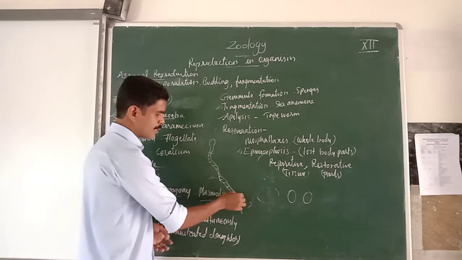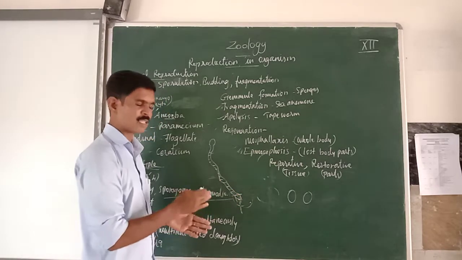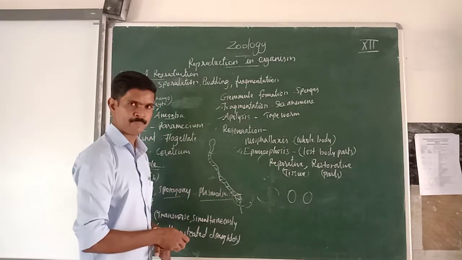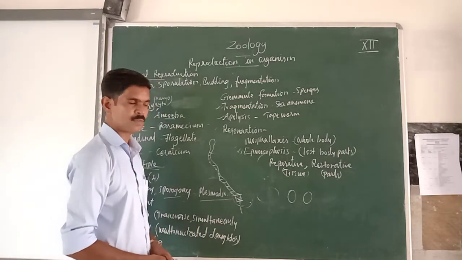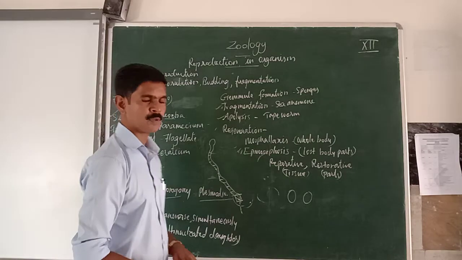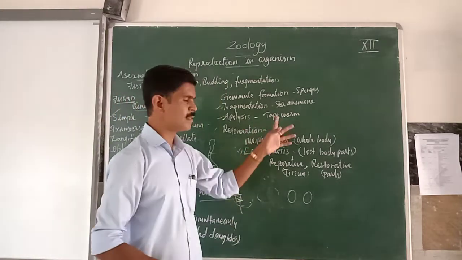And these mature proglottids are detached or separated from the organism and produce the young ones. So this type of reproduction is called apolysis. An example for this apolysis is the tapeworm.